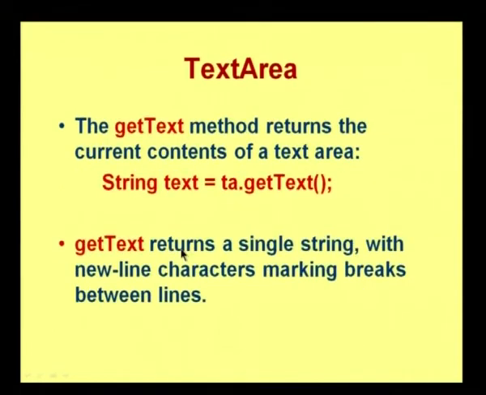The getText method returns the current contents of the text area. GetText returns a single string with the newline character marking the break between lines. Since it is a text area, I will have multiple lines, so there will be a \n included wherever a line breaks. As you have seen in a quoted string, we have \n, and similarly the contents will automatically include the \n when I use the getText method and get it as a string.